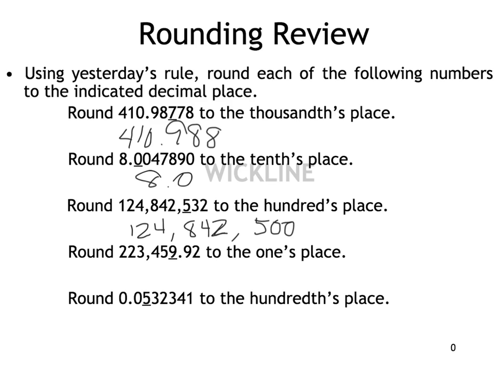Down here, I'm looking at this 9. Since this is above 5, it's going to push this digit up to a 10, so I'll put a 0 here and carry a 1 and make that a 6. And my last one on this slide, take a look at this digit, the 5. We're going to leave it a 5 because that digit's a 3. And I will write 0.05.